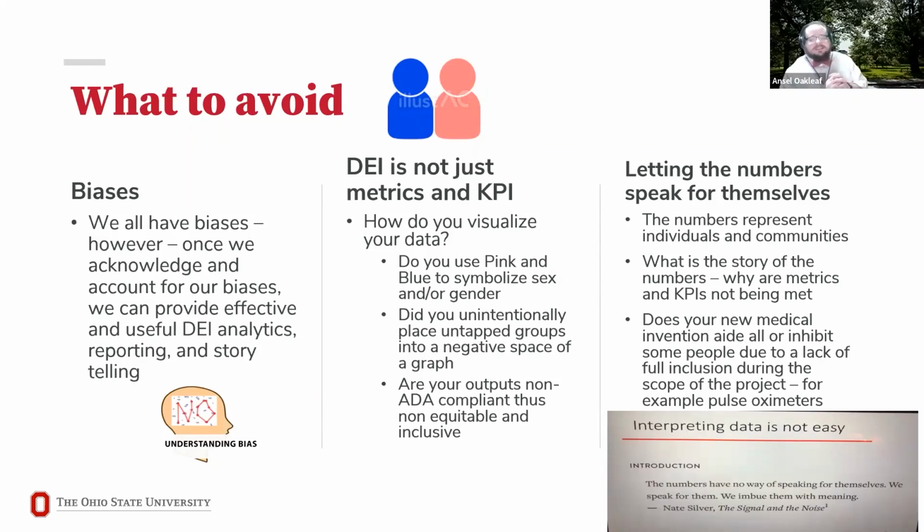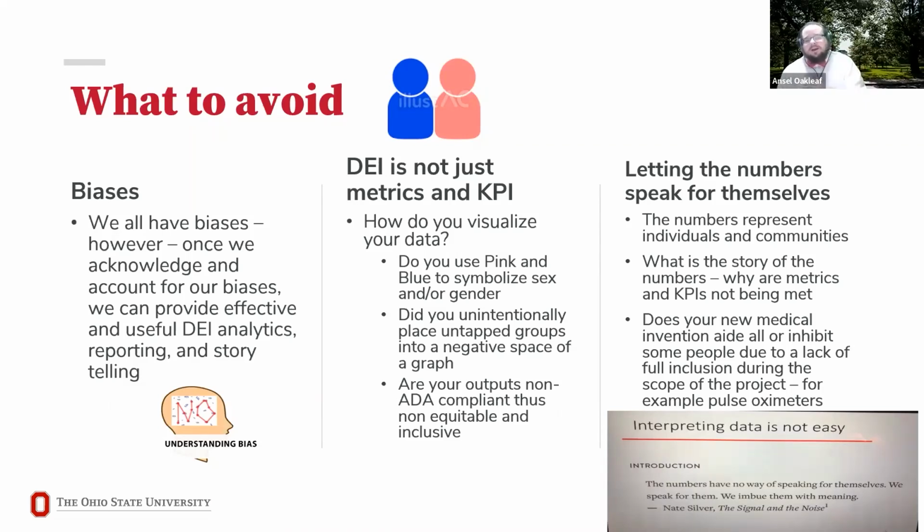Also be aware, did you unintentionally place untapped groups into a negative space on a graph? Think of your four quadrants, and you've got the negative. Did you put an untapped community in there? Most people learned in school that you've got your negative X, you've got your negative Y, that's the negative area. And then people will start to think of that as a negative population. So keep that in mind in how you present.